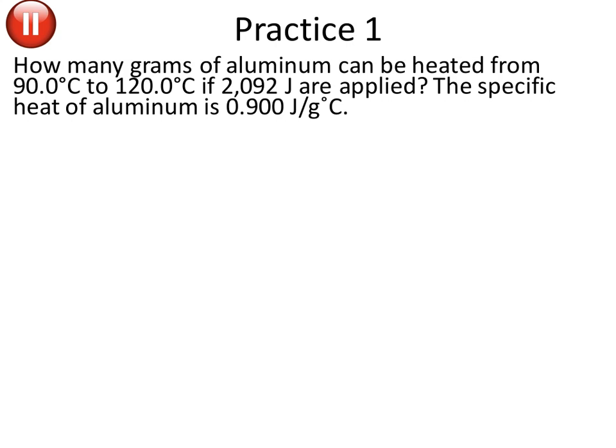Okay, so attempt this one by yourself. It says: how many grams of aluminum can be heated from 90.0 degrees Celsius to 120.0 degrees Celsius if 2092 joules are applied? The specific heat of aluminum is 0.900 joules per gram degree Celsius.